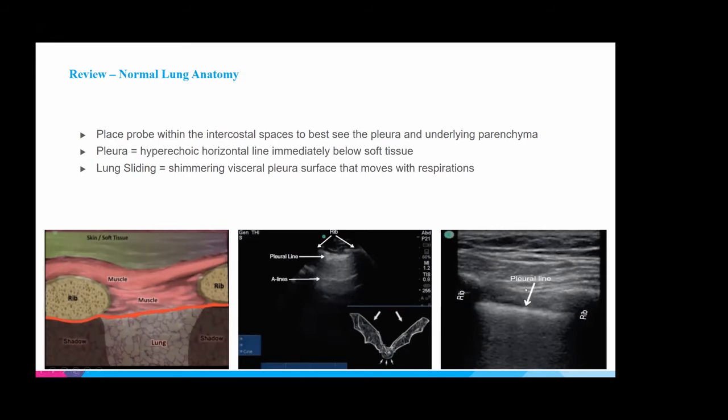This is just another visualization of the same view, but using the vascular probe, where you can appreciate the superficial tissue a lot more clearly in the superficial depths. And then the pleura is this bright white line, which is denoted by the white arrow. And then the black shadows correspond with the rib.